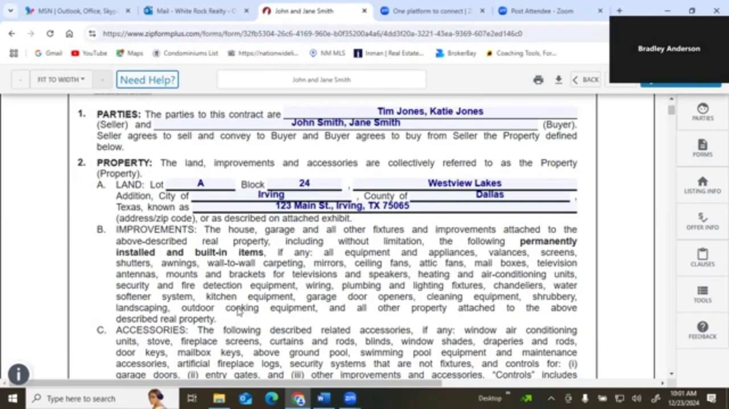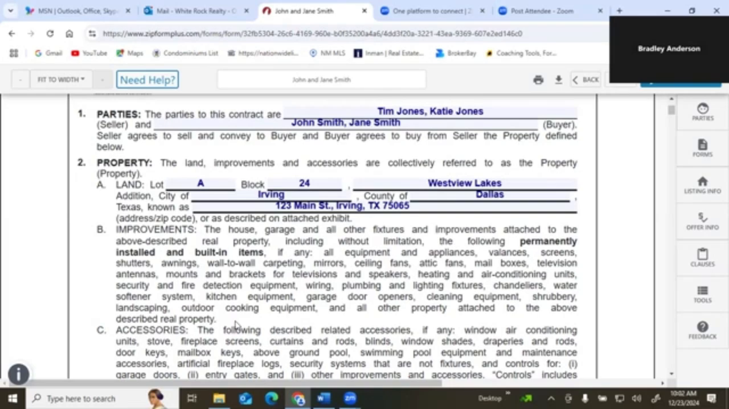Heating and air conditioning units, security and fire detection equipment, wiring, plumbing and lighting fixtures, chandeliers, water softener systems, kitchen equipment, garage door openers, cleaning equipment, shrubbery, landscaping, outdoor cooking equipment, and all other property attached to the above described real property. So this list has grown over the years because people buy homes expecting things to stay, and they show up on moving day and they're gone.